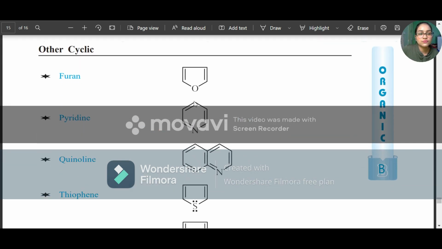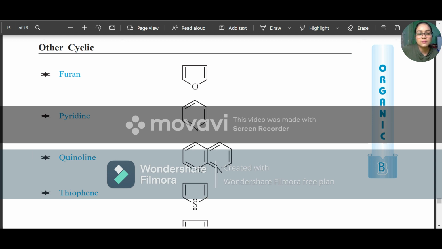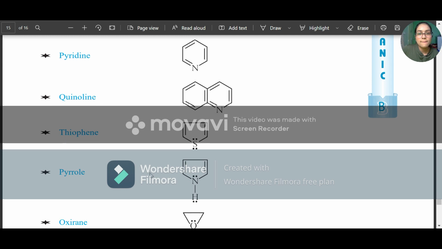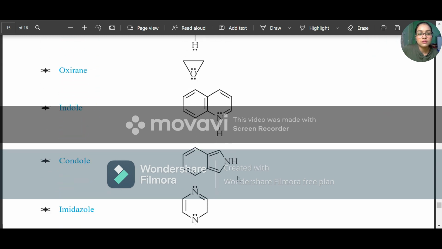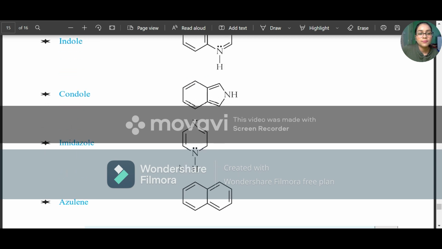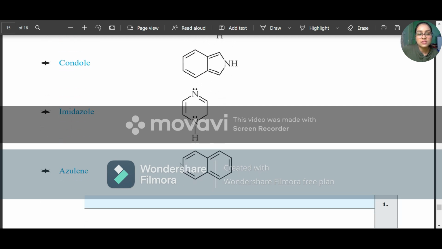Other cyclic groups. This is furan, because these are compounds which have oxygen or nitrogen or sulfur within the ring. This is pyridine. This is quinoline. This is thiophene, pyrrole, oxirane, indole, carbazole, imidazole, azulene.